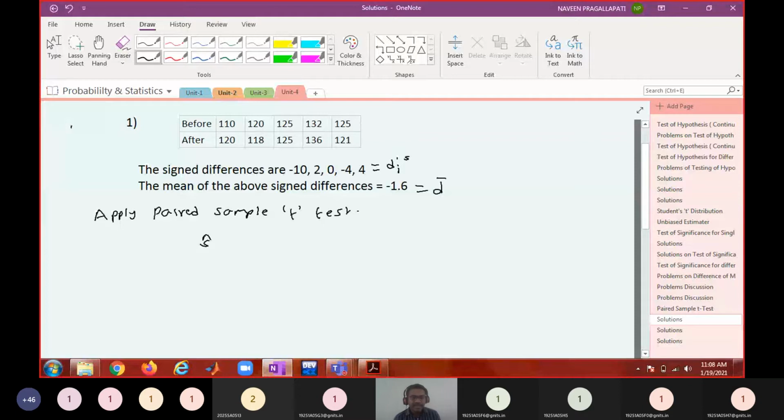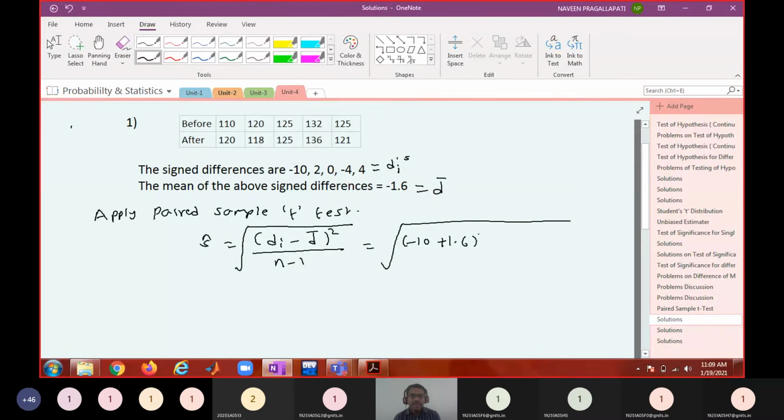What is this? Summation of Di minus D bar whole square by n minus 1. And if I apply the square root, then that is going to be the standard deviation, right? So what is this? Minus 10 minus of minus 1.6 whole square, plus 2 plus 1.6 whole square, like that.